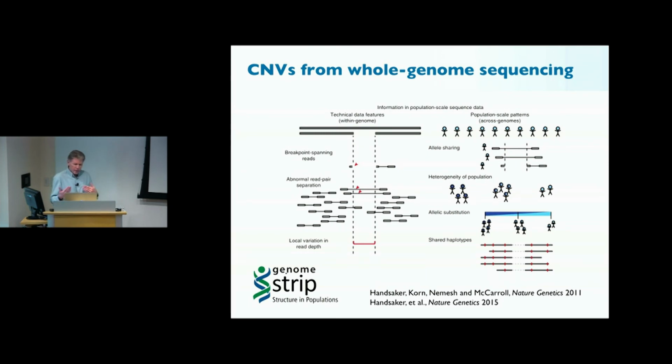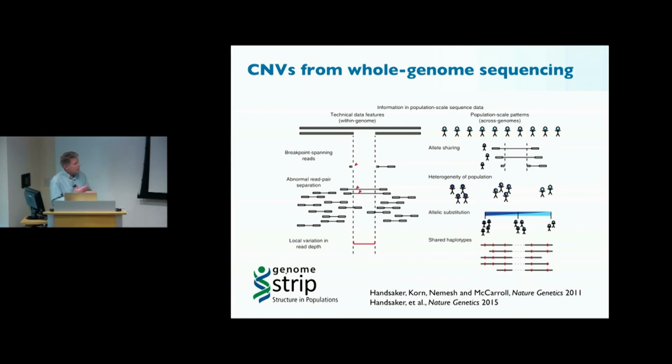One of the advances GenomeSTRiP made was we showed that it was possible to get really high specificity and sensitivity out of the whole genome sequencing data, even with the low coverage sequencing that was done in the initial 1,000 Genomes project. And there were two fundamental things that we did that really turned up the sensitivity and specificity.